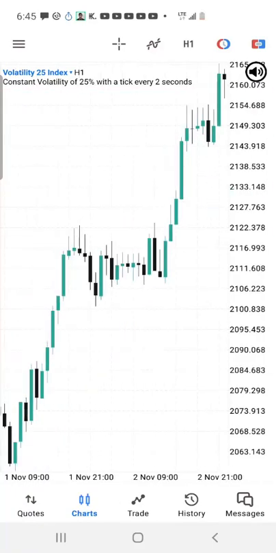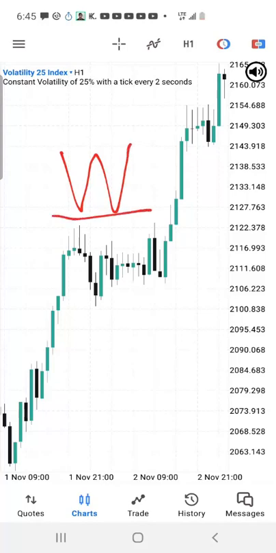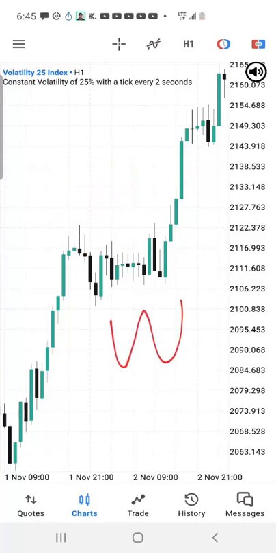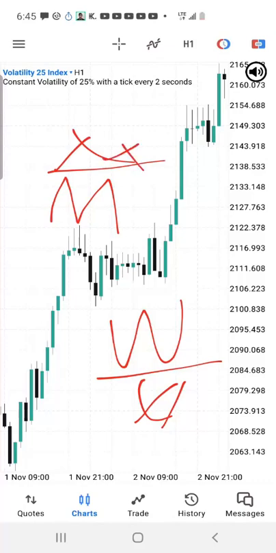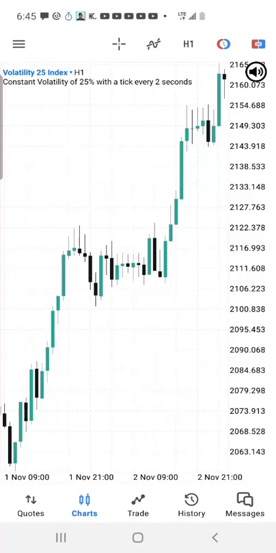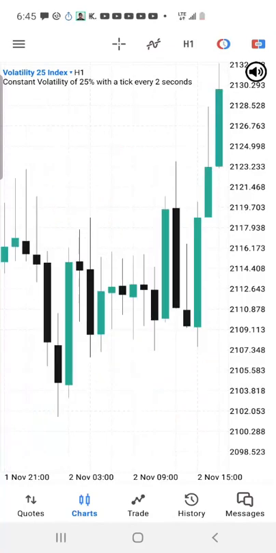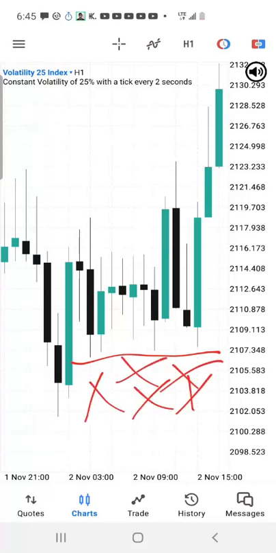And how do you identify liquidity? Liquidity is located where there are relatively equal lows, below relatively equal lows like this, or relatively equal highs like this, and those are where our stop losses are like this. Now this place contains relatively equal lows, so there are stop losses here, our retailer stop losses.